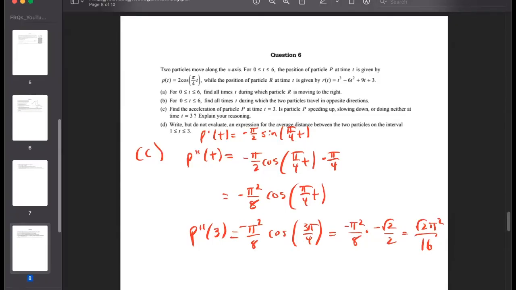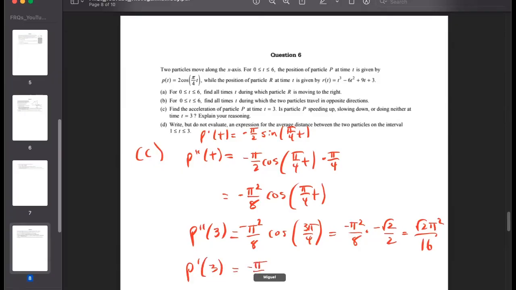And now the last step is they're asking, is it speeding up or slowing down? Well, it's speeding up if the derivative and the second derivative are the same sign, and it's slowing down if the derivative and the second derivative have opposite signs. So we know that the second derivative, the acceleration, is going to be positive.